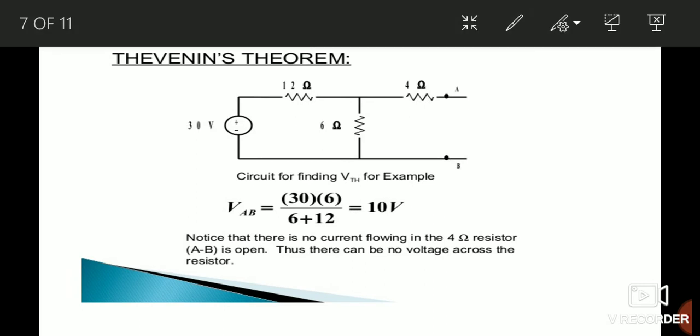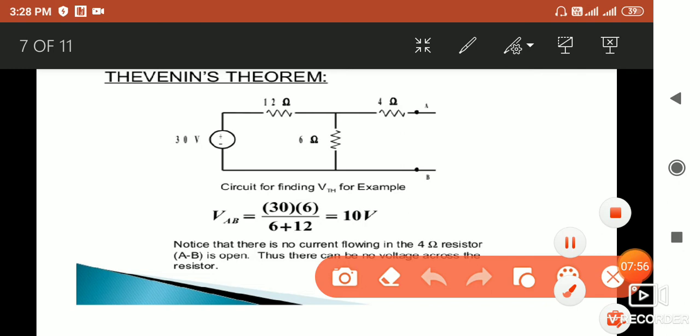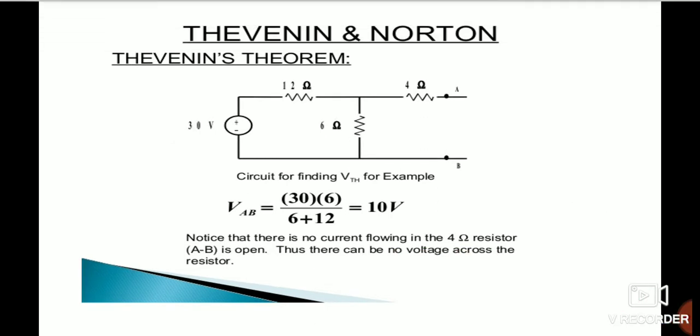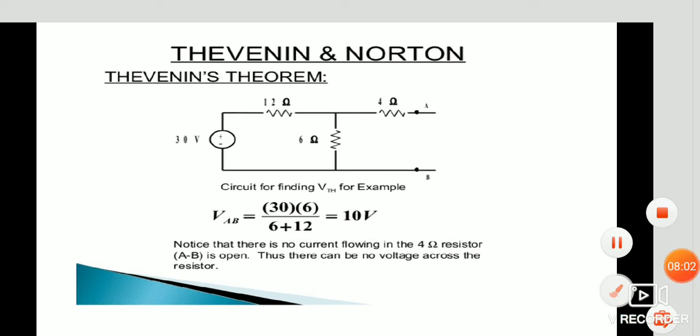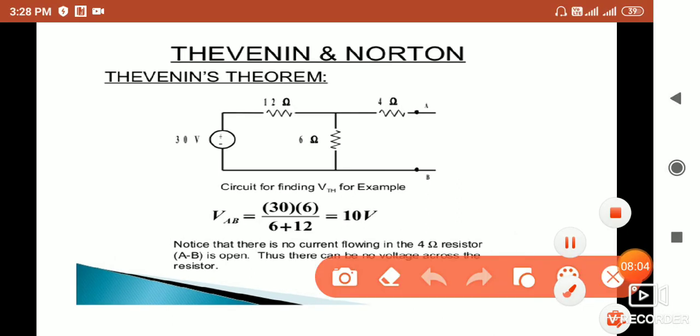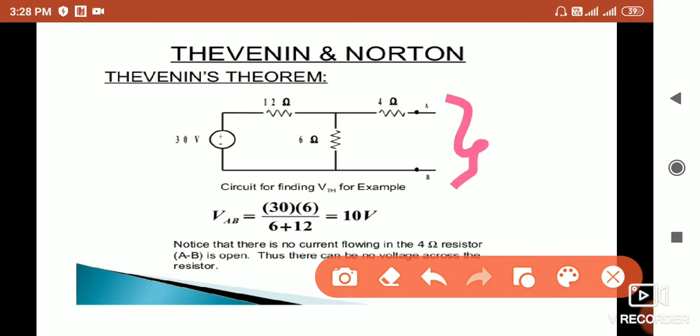So this is the first step to find the Thevenin equivalent circuit. Find the VTH. VTH means V open circuit. So replace the R load resistance with open. This will be open.